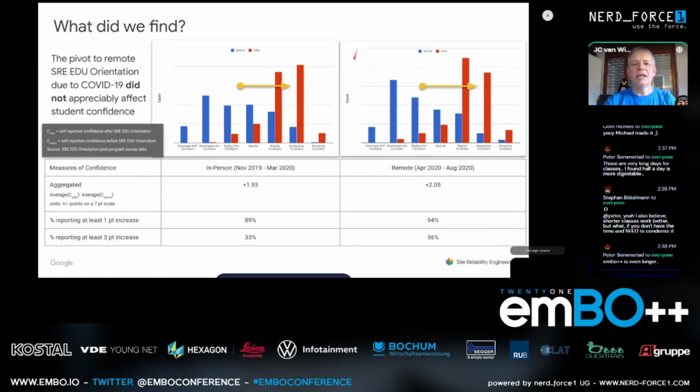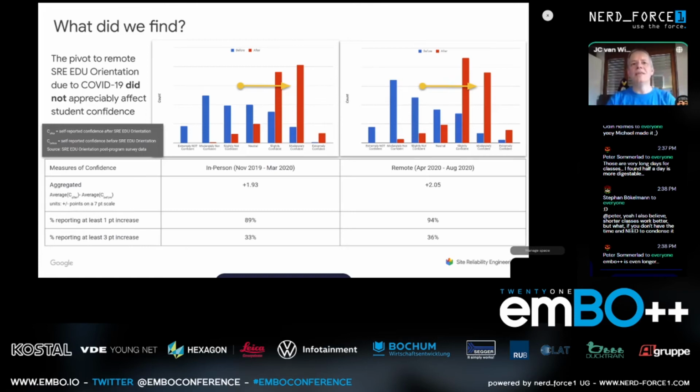What you see here is a graph where the blue bars are confidence levels of students before they went through our program, where this here is extremely not confident, this is not confident, this is slightly not confident, neutral, slightly confident, moderately confident, and extremely confident. And you see that before we had the COVIDium, we made a decent move from less confident to the right, to more confident.